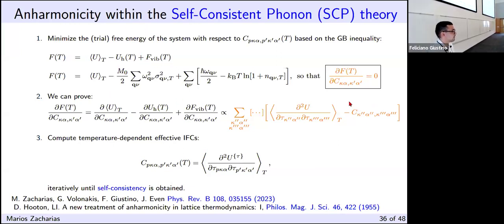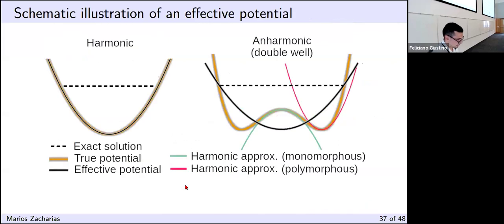And we can prove that we can get this expression here. The proof is straightforward, but it's very lengthy. So in order to satisfy this equation here, we need to set the interatomic force constants at finite temperatures equal to the second derivative of the potential energy surface with respect to nuclear displacements. So we have to do that iteratively until we obtain self-consistency. And that ensures that we have minimized our trial free energy.